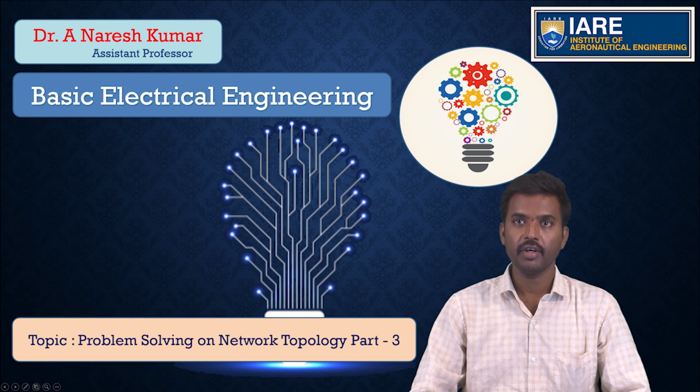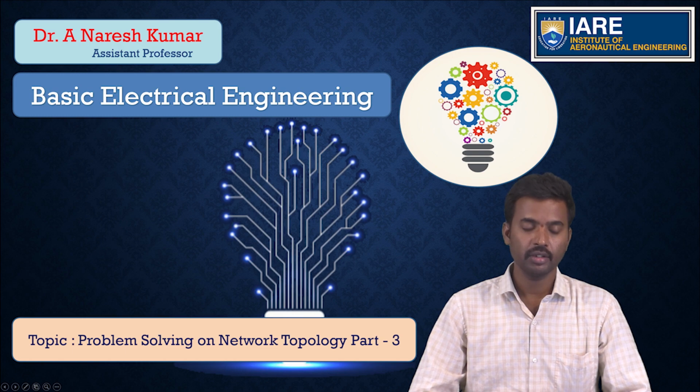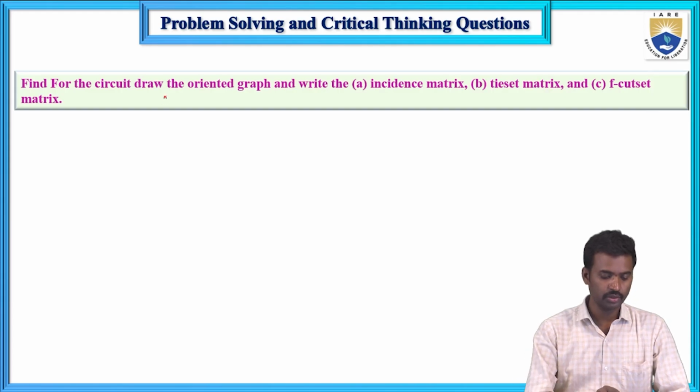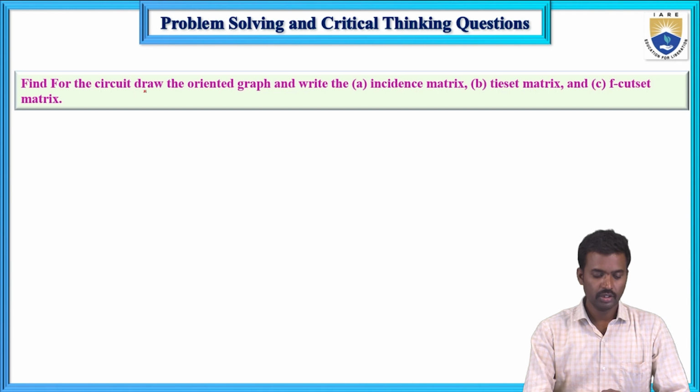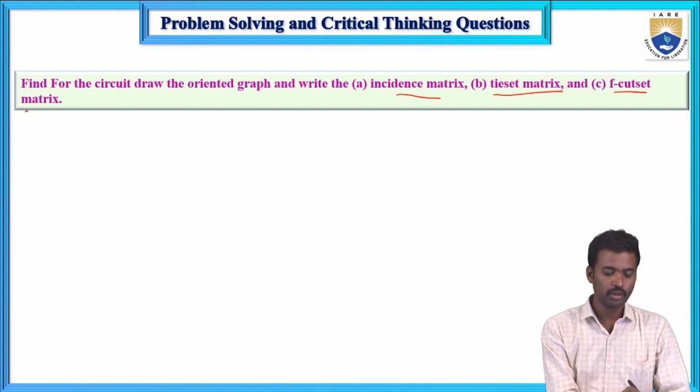Today we are going to have a discussion on problem solving on network topology. So here the first problem: for the circuit, draw the oriented graph and write the incident matrix, tie set matrix and cut set matrix.